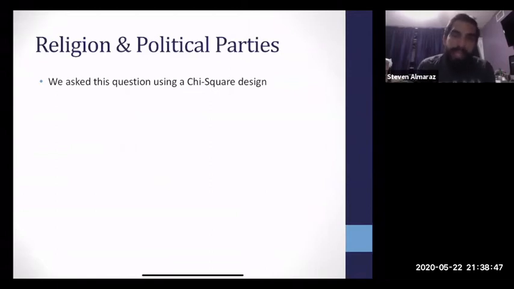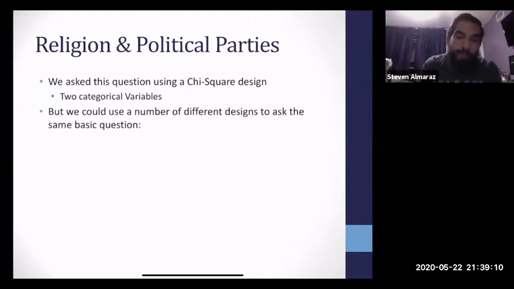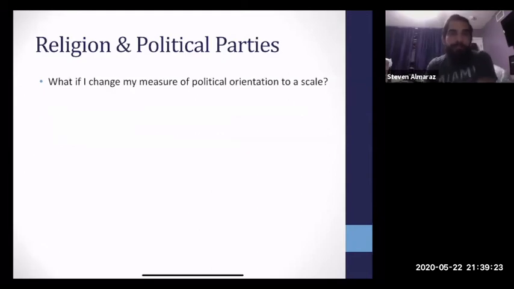So in the last video, we tested a religion and political parties question. Is your religion related to political parties? We asked this question using a chi-squared design, which means that we had two categorical variables. So we did religious versus atheist, and we did Democrat versus Republican. But we could use a number of different designs to ask the same basic question. That question is: is your religion related to your political party? Are religion and political parties related to each other?